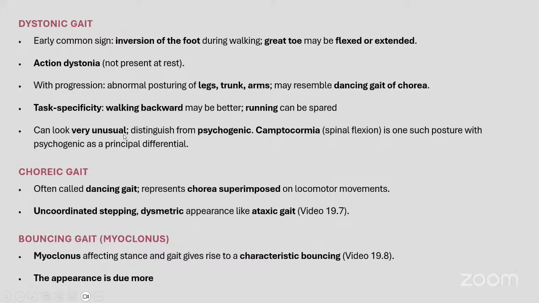Can look very unusual. We have to distinguish from the psychogenic. Camptocormia, a spinal flexion, is one such posture with psychogenic as a principal differential. And choreic gait is often called dancing gait, representing chorea superimposed on locomotor movements. Uncoordinated stepping, dysmetric appearance like an ataxic gait, is seen in choreic gait.